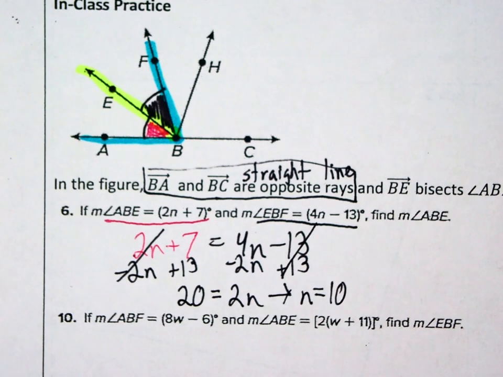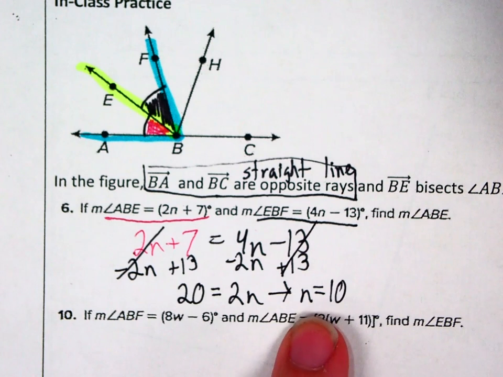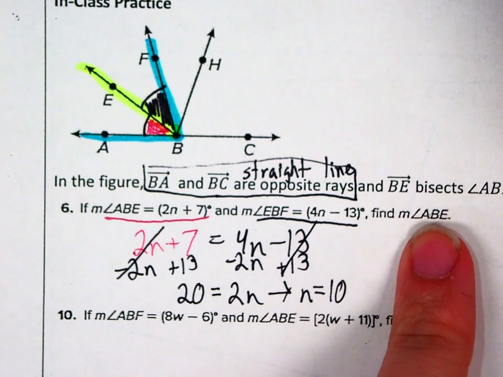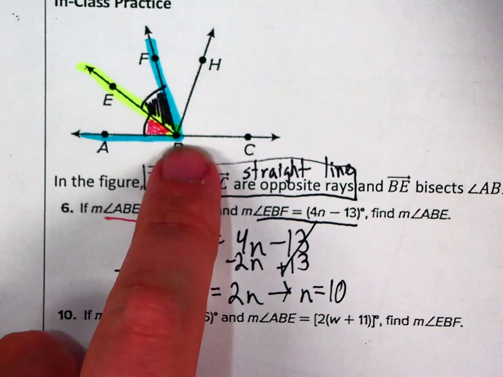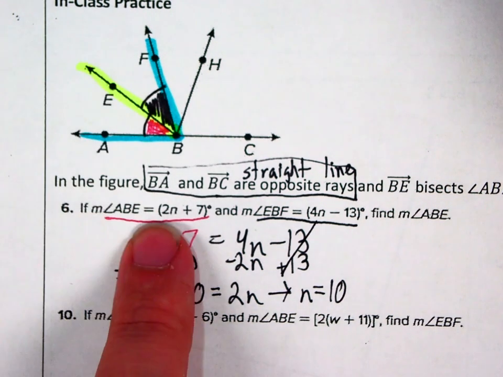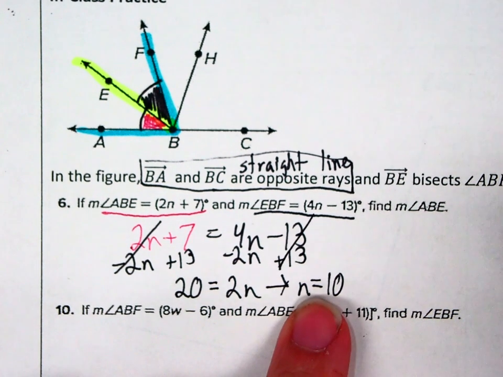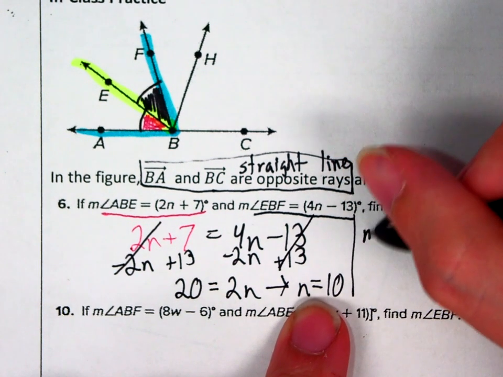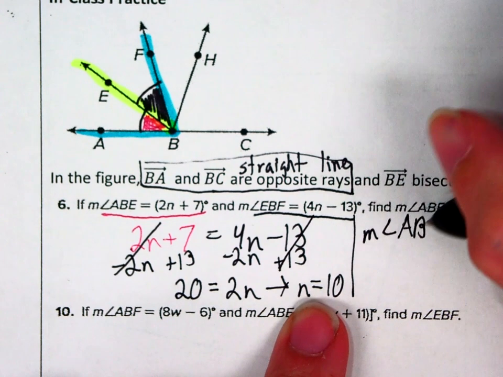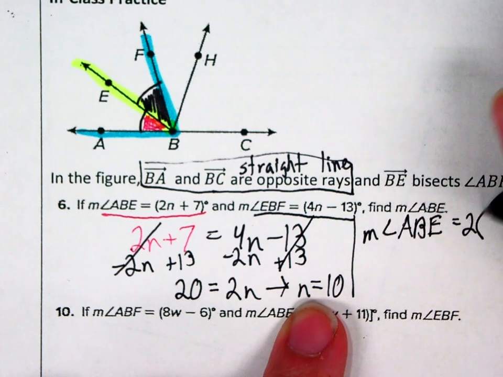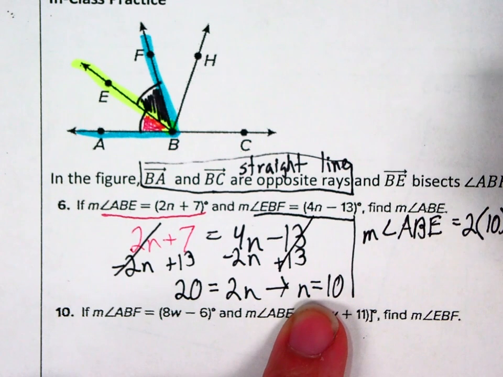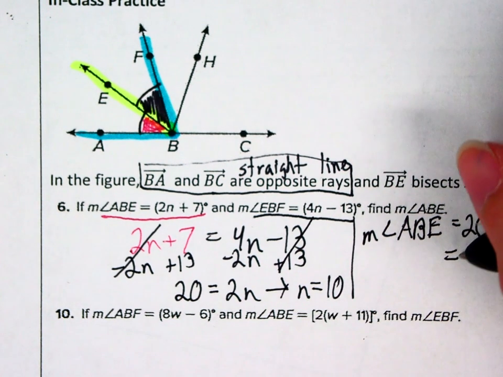And now we want to check that we've answered our question. We found that n equals 10. Is that the measure of angle ABE? ABE, we're told, has this equation here, which is 2 times n plus 7. So we're going to have to take our answer for n equals 10 and plug it in. The measure of angle ABE will equal 2 times our 10 plus 7. That's going to be 27.